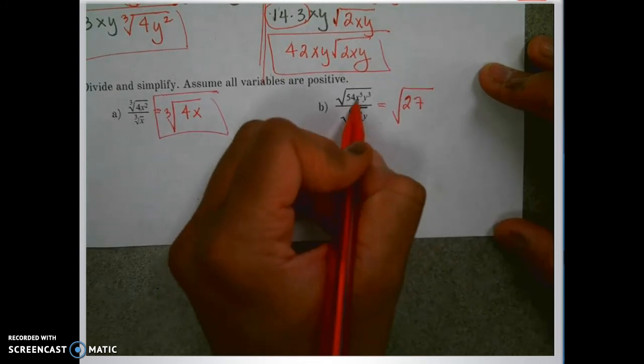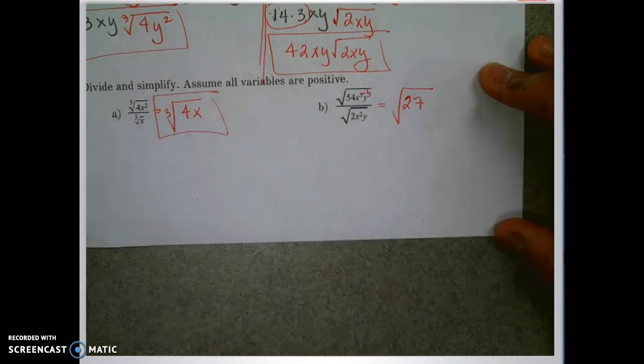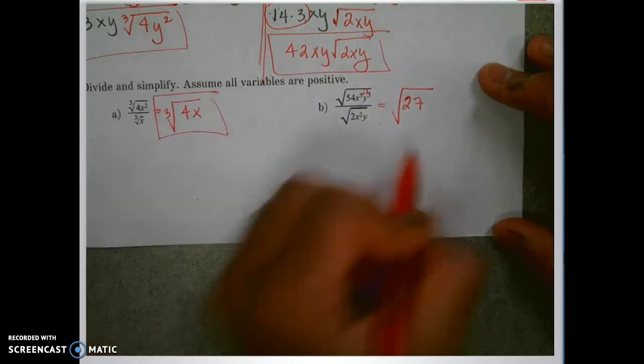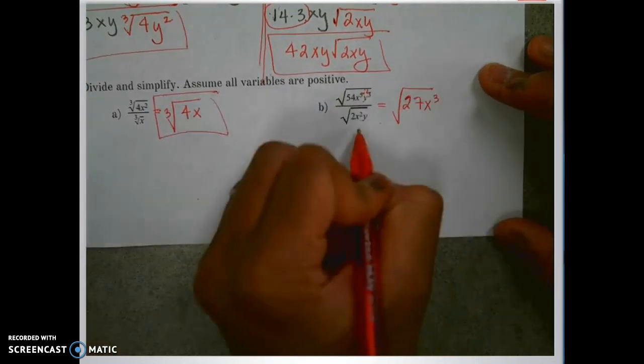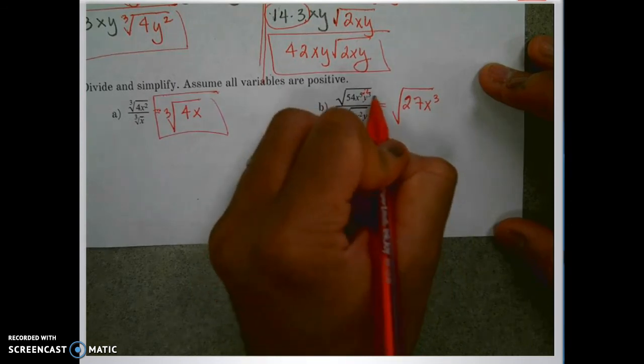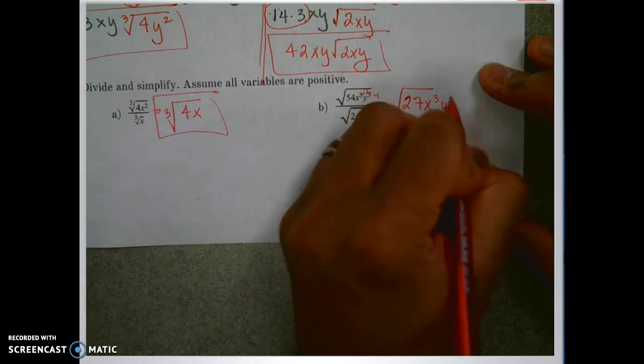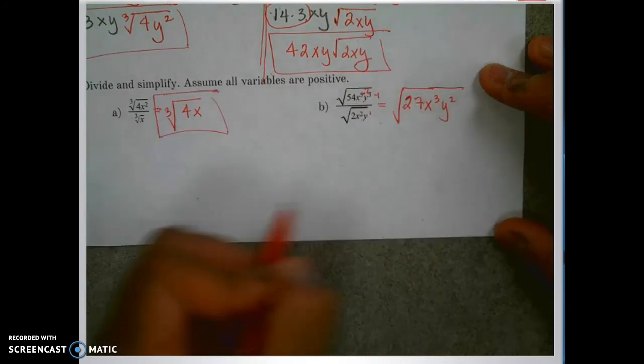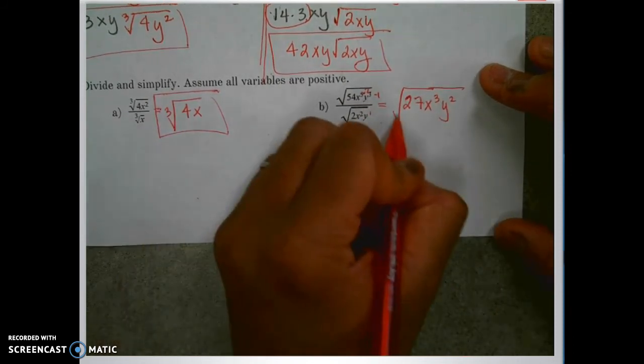X to the 5th divided by x squared. Remember, when you're dividing, you subtract the exponents. So 5 minus 2 gives me x cubed. And then y cubed divided by y to the first power, so subtract 1 and I get y squared. I love it. Now I'm looking for perfect squares.